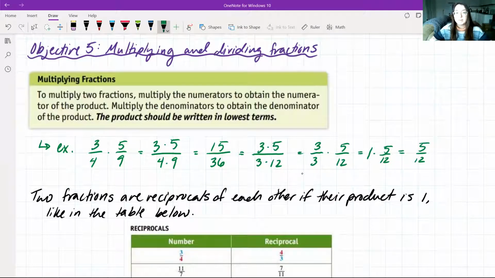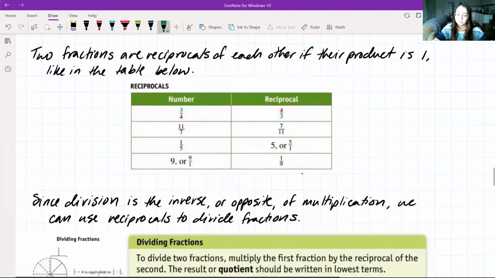So this was a problem in the case where we did multiply our fractions and then we had to simplify into our lowest terms. We couldn't just leave it as 15 divided by 36 since it's not simplified. All right, so now two fractions are reciprocals of each other if their product is 1, like in the table below. So our table here is just examples of reciprocals. So we have our number and then we have our reciprocal. So if our number is 3/4, where 3 is the numerator and 4 is the denominator, the reciprocal would be 4 divided by 3, where 4 is the numerator and 3 is the denominator.